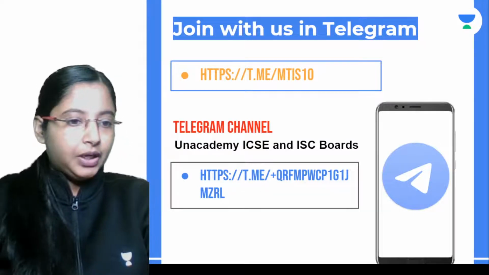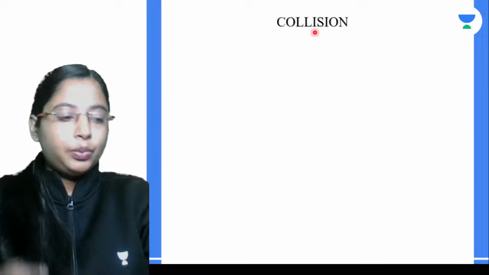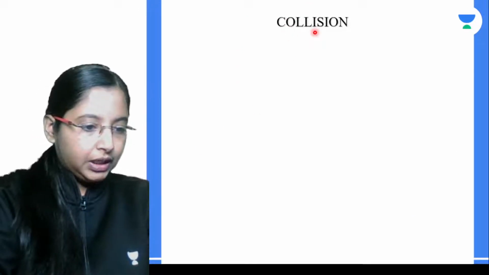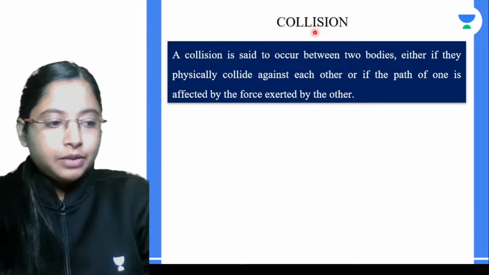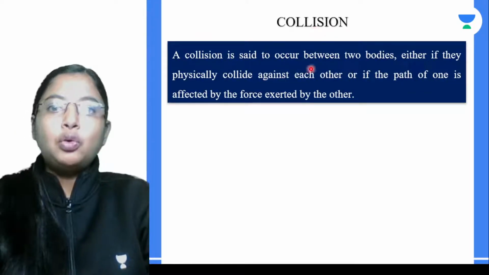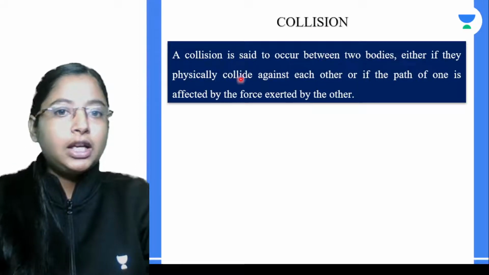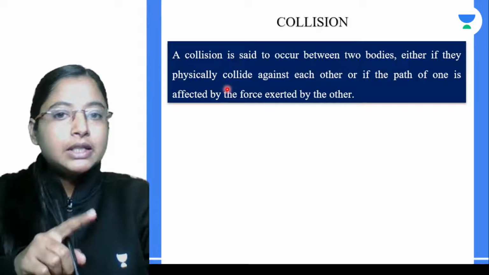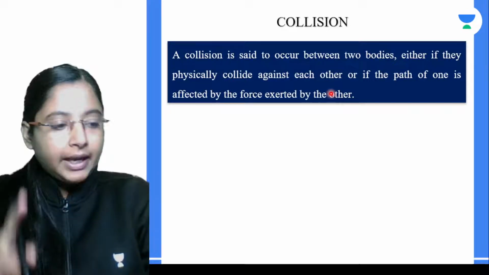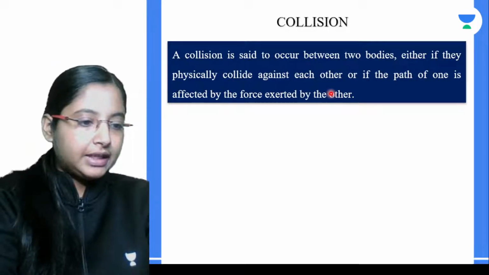Okay. Now, with this note, let's begin. So, whenever we talk about collision, for a collision to take place, it is not necessary for two objects to actually physically collide against each other. Even if the path of one object is affected by the force exerted by the other, then also we say that particular object has undergone collision.